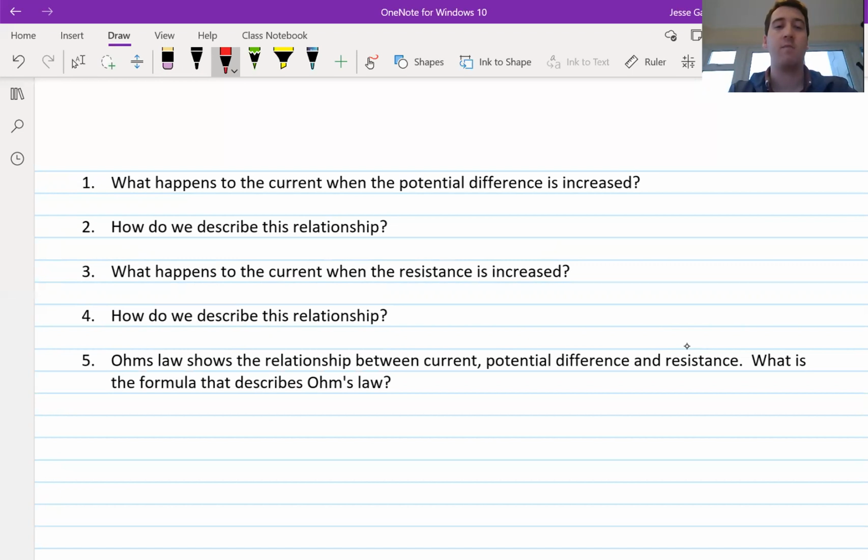Ohm's law shows the relationship between current, potential difference, and resistance. What is the formula that best describes Ohm's law? Well, that would be current equals voltage, or potential difference, divided by resistance. Okay, so current equals potential difference divided by resistance.